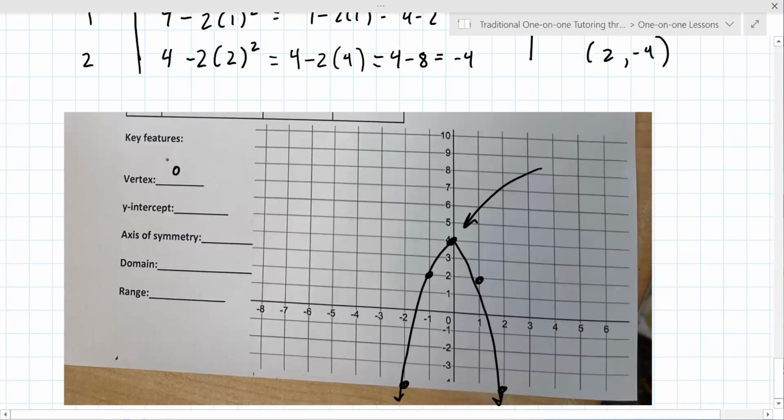So here's the vertex. The vertex is 0, comma 4. That's right, I got that. The parabola opens down. The y-intercept is 0, comma 4. It is also 0, comma 4. And then for the axis of symmetry, now you have to say x equals 0.